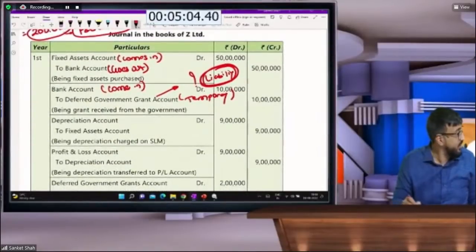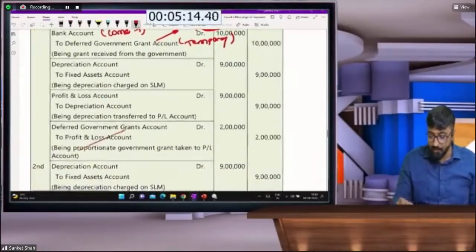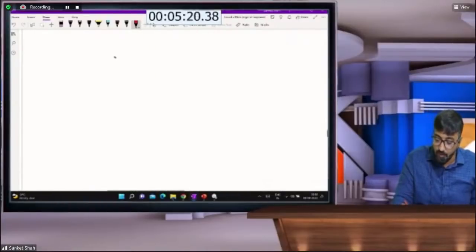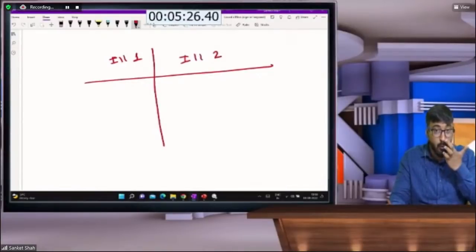Depreciation to asset 9 lakhs, and P&L to depreciation 9 lakhs, and deferred GG to P&L 2 lakhs. So what is the basic difference between ILU 1 and ILU 2? Yes, you can note it down somewhere. ILU 1 and ILU 2.